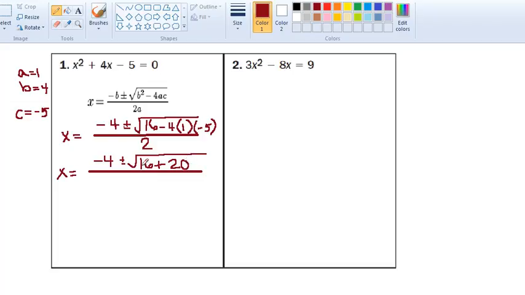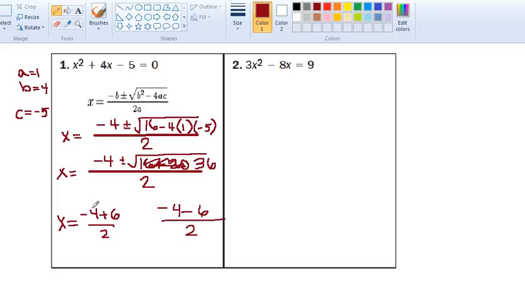Okay, and some people like to do this. Once they've got that figured out, they just go, I'm going to scribble that out, and I'm going to write 36 right here. Depends how messy you want to be. All right, so here's what we're left with. X is going to be two different things. X is, first of all, going to be negative 4 plus, now the square root of 36 is 6, over 2. But x can also be negative 4 minus the square root of 36, which is 6, over 2.